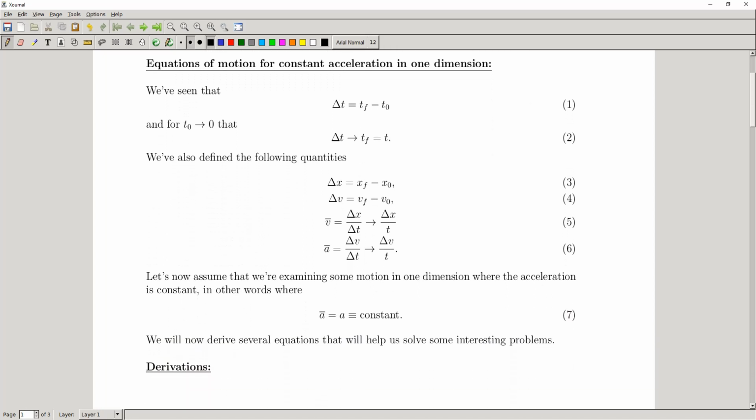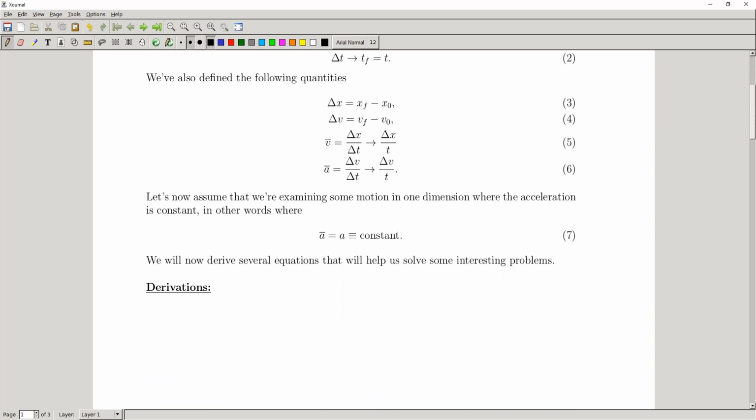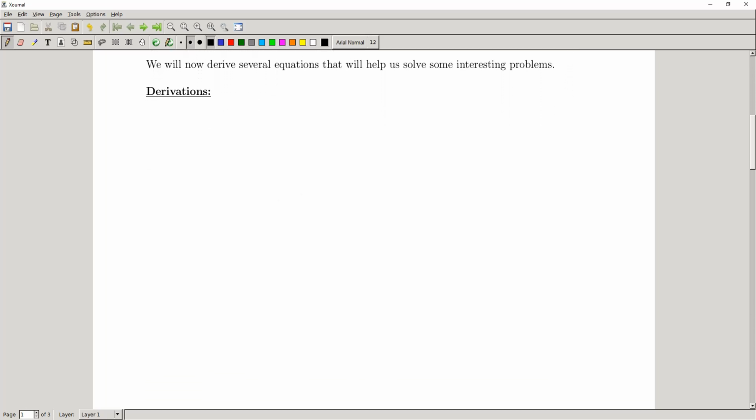So now, let's assume that we're examining some sort of system in one dimension. We're looking at the motion in that system, where the acceleration is constant. So if the acceleration is constant, our average acceleration must be equal to our instantaneous acceleration at any point, and this must also be equal to a constant. So this is always the same value. And all these equations that we're going to derive here are only useful if this is true. So make sure that if we're dealing with a situation where the acceleration changes, we can't apply these formulas blindly.